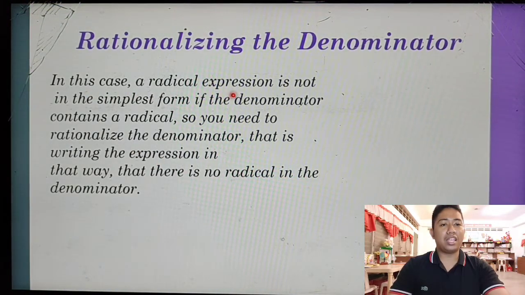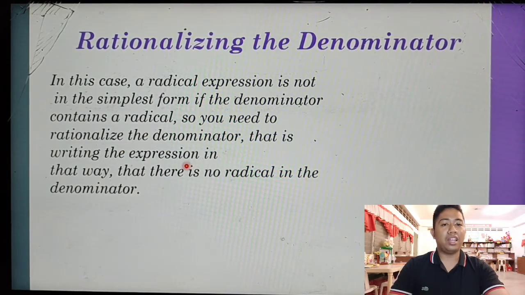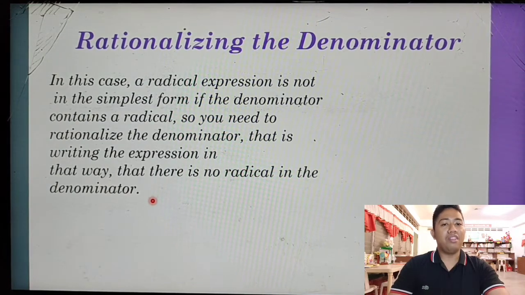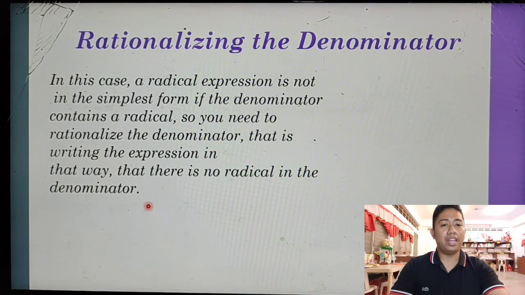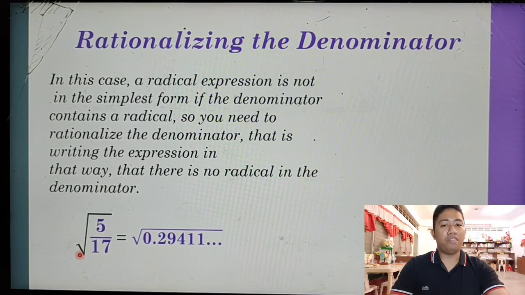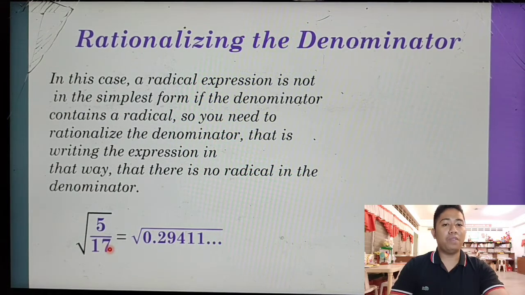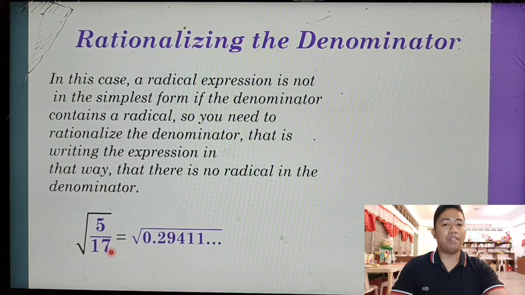A radical expression is not in the simplest form if the denominator contains a radical. So you need to rationalize the denominator, that is, write the expression in such a way that there is no radical in the denominator. There is no radical sign in the denominator of the given fraction. For example, going back to the square root of 5 over 17, which becomes the square root of 5 over the square root of 17, where the square root of 17 is the denominator, the radical sign must be eliminated.